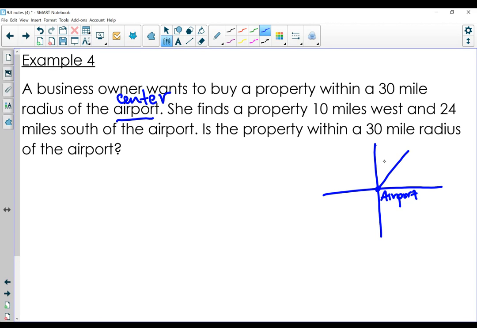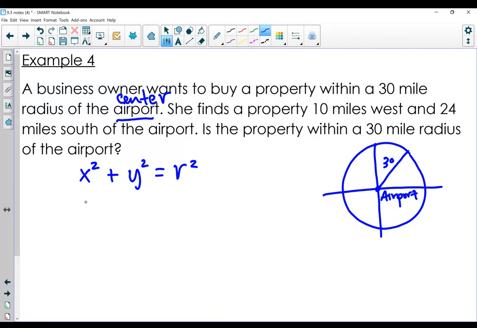And that means if my radius is 30, I'm looking at all of this space inside that circle. So I want it to be inside there somewhere in order to buy the property. So I need to think about the equation of a circle: x squared plus y squared equals r squared. And in this case, I know my radius is 30, and 30 squared is 900. And notice I'm not filling in that equal sign right now. I want to just think about this for a minute.